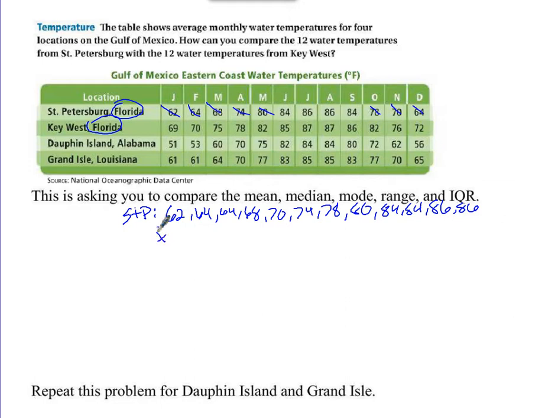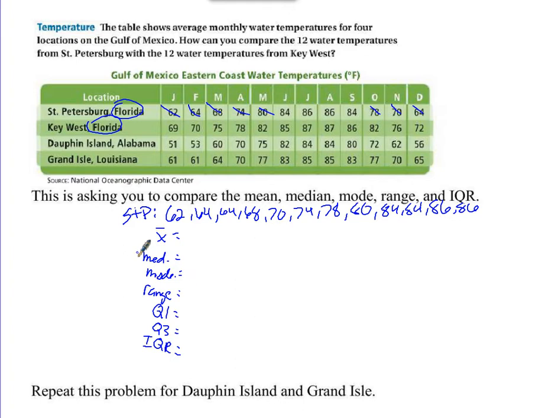we need X bar, the average. We need the median. And we need the mode. We need the range. And we need the interquartile range. To do the interquartile range, we have to find the quartiles. So we'll have to do Q1 and we'll have to do Q3. And that will allow us to do the IQR, the interquartile range. So we have to find all of that stuff for St. Petersburg, and then we've got to do the same thing for Key West.